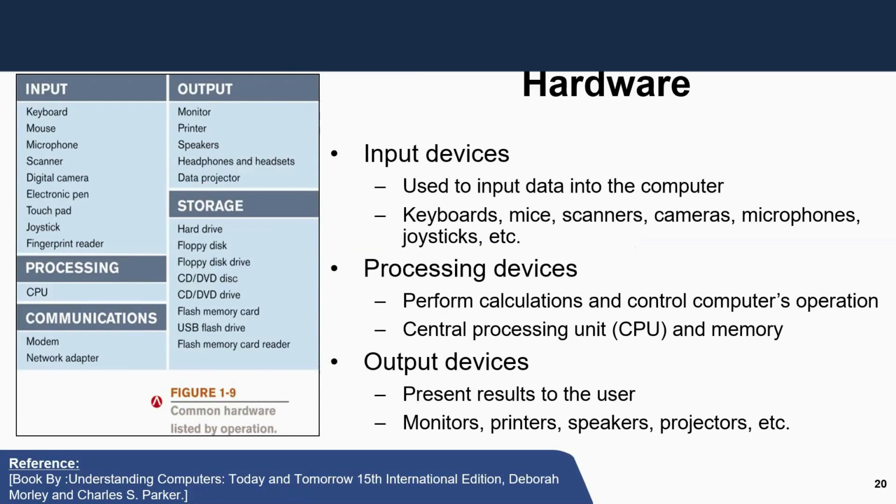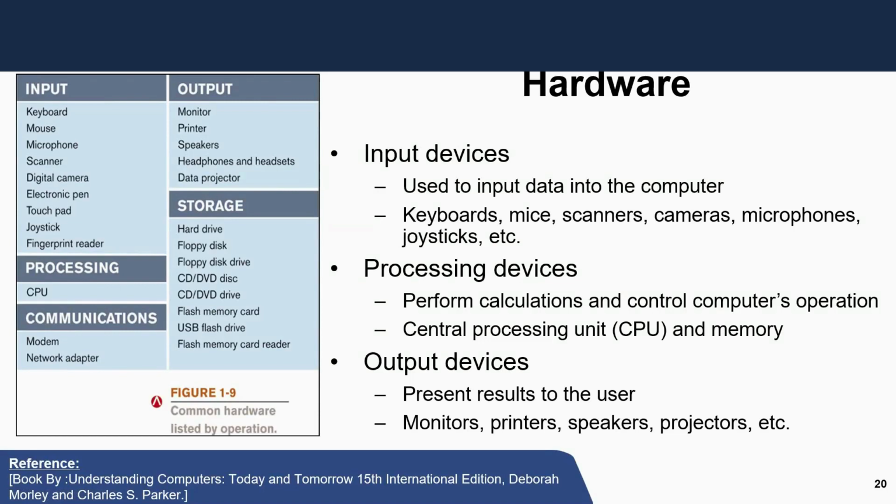What different types of input devices are there? We can see that there are so many devices, like the keyboard and mouse that we normally use in a computer. Scanner is one of them. Digital camera is an input device. Electronic pen, touchpad, joystick, or any computing or gaming equipment that you want to use, or fingerprint reader. These are different types of input devices. They are not restricted to only these. It can be anything. A hand gesture can be an input device as well.